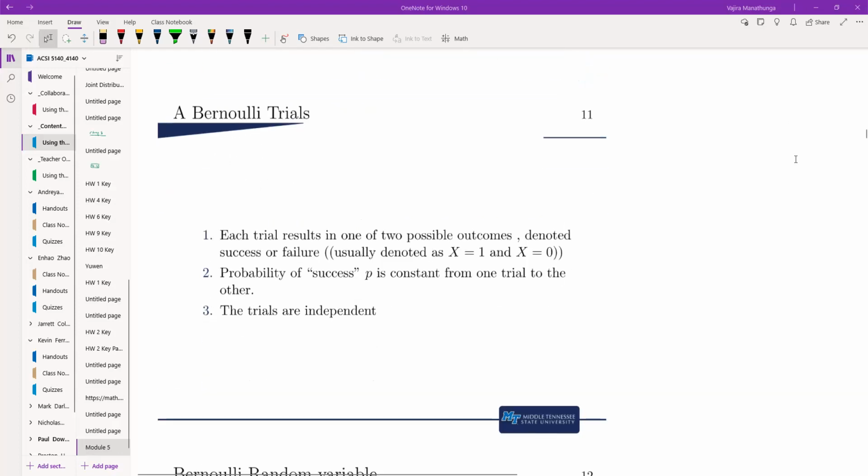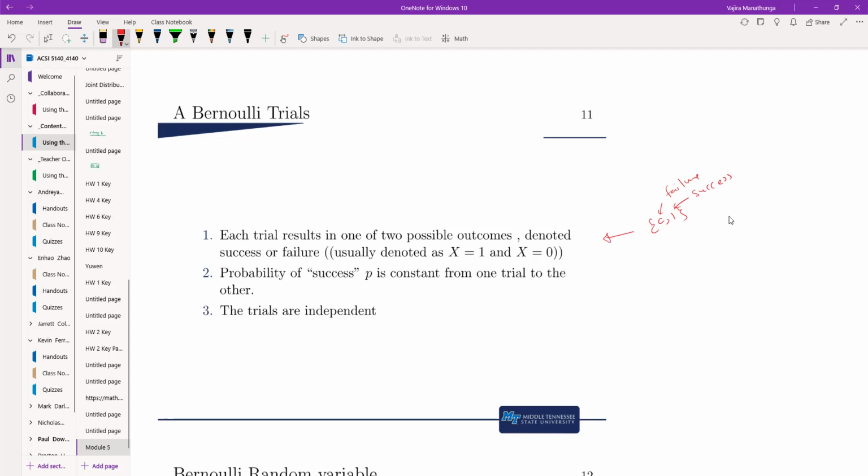So here you can see Bernoulli trials. Each trial results in one of two possible outcomes. We usually denote them as success or failure, which is going to be 1 or 0. So the support of the random variable is 0, 1. Basically, the image of the random variable. Remember, it's a function. So it can take 0, 1. 0 is usually denoted as failure, and 1 is success.